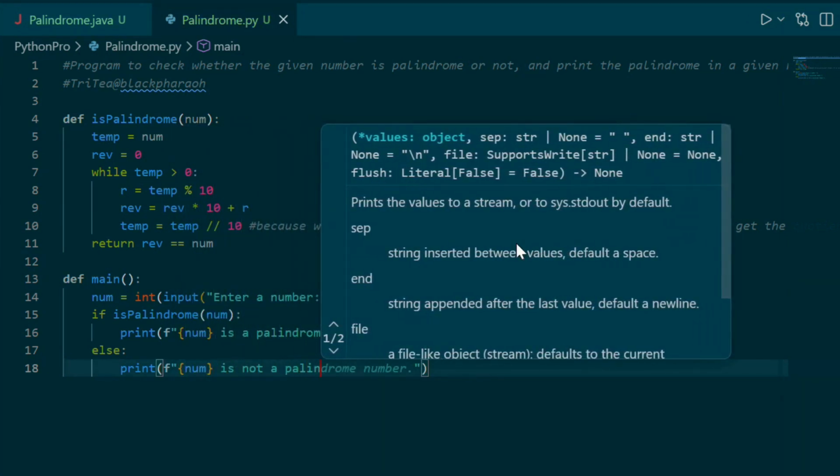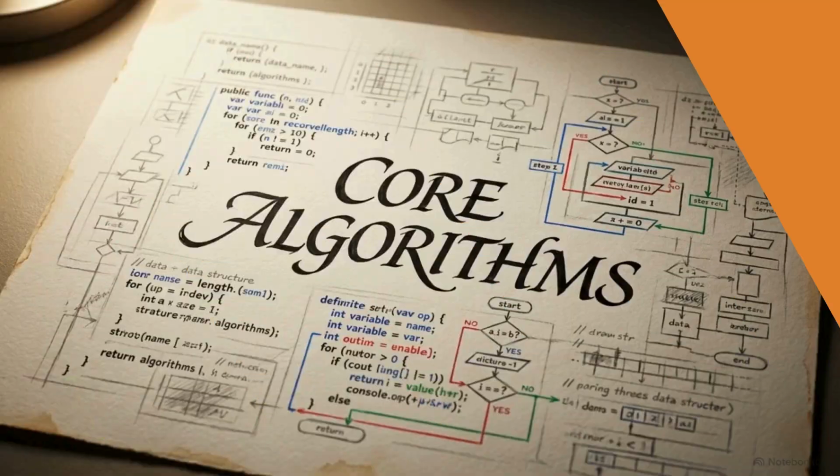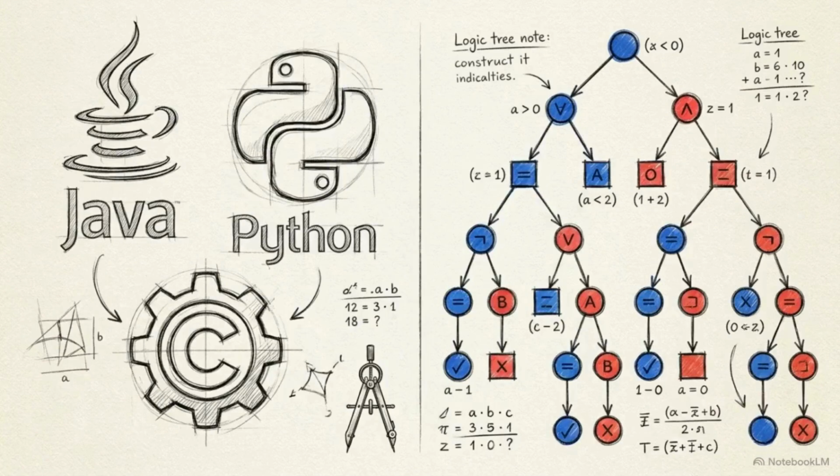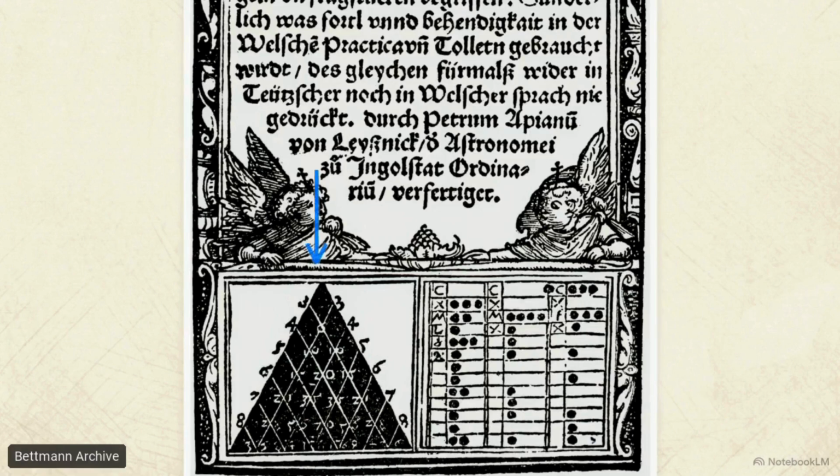Let's now move to the second one. Every programming language has its own grammar, but the underlying logic is universal. Whether you use Java, Python, or C, the goal is to solve the problem in your head before you ever type a single bracket. Take this pattern from a 1527 German manuscript.